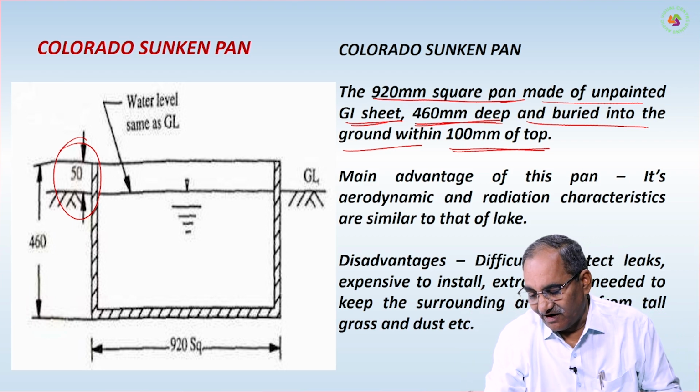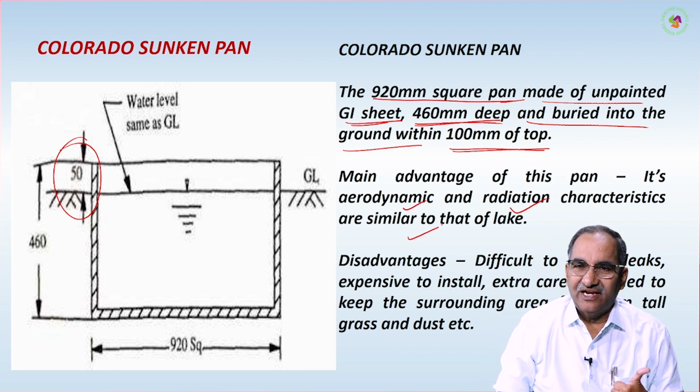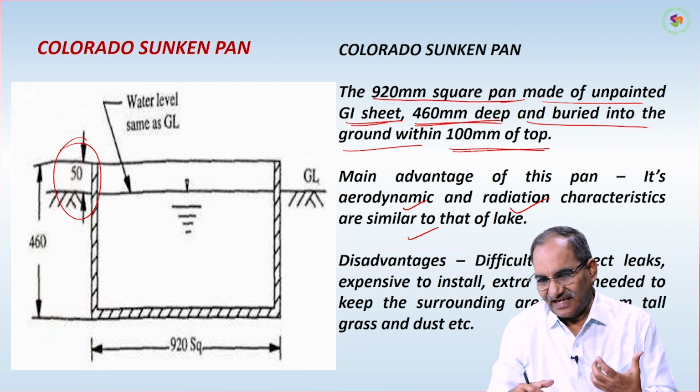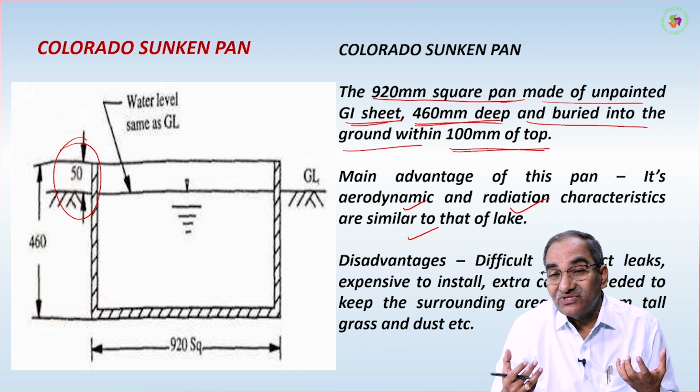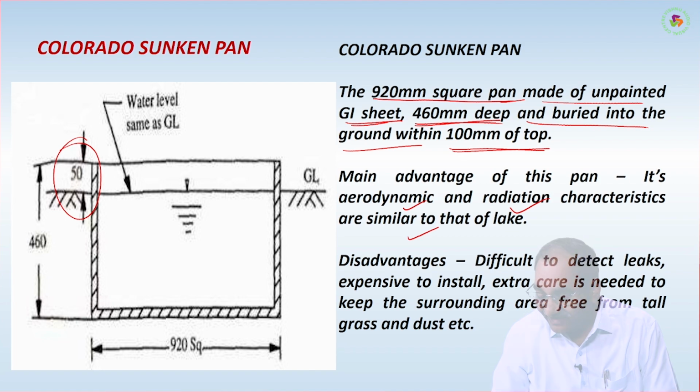That is the first thing. The main advantage of this pan is its aerodynamic and radiation characteristics are similar to the lake. The Colorado sunken pan, basically the observation is once it is calibrated, it is more similar to whatever is happening in a lake actually. And the disadvantage is, the moment we have buried it into the ground, we don't know how to detect the leaks, and it is very expensive to install also. Extra care is needed to keep the surrounding area free from tall grass and dust, because it is buried into the ground. The entire surrounding area you need to protect actually.